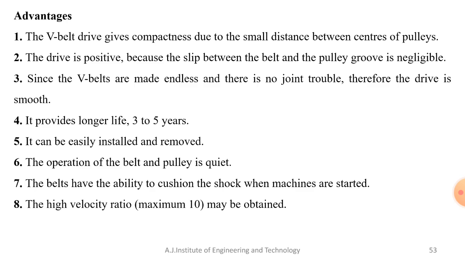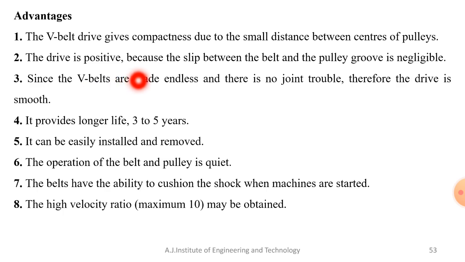The first advantage is the V belt drive gives compactness due to small distance between the centers of pulleys, because V belt is usually used whenever the center distance is very small, we can say less than 8 meters, which is less than flat belt drive. So if the center distance is very small, the system or application looks very compact, so that is one of the advantages of V belt. So it will not consume more space.